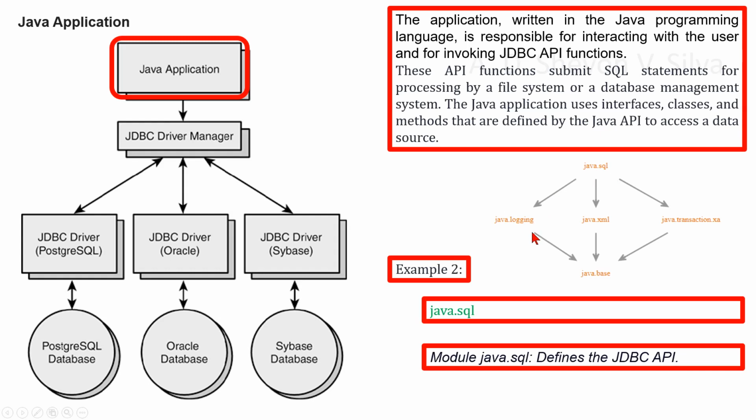which defines the Java logging API, and the java.sql module requires the java.xml module, which defines the Java API for XML Processing, JAXP, the Streaming API for XML, StAX, the Simple API for XML, SAX, and the W3C Document Object Model, DOM API.